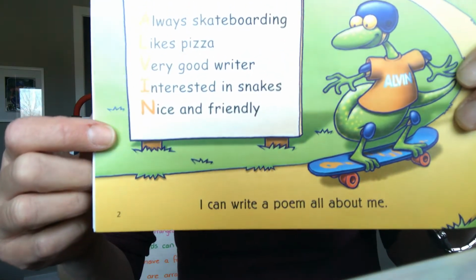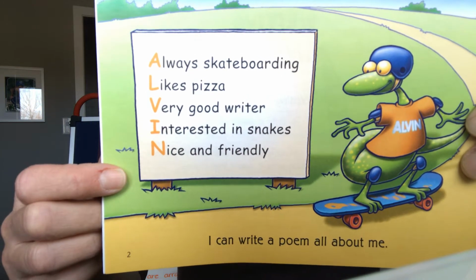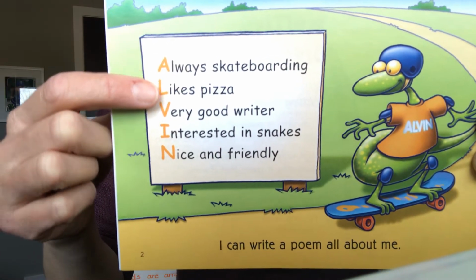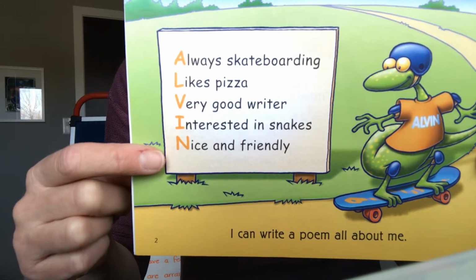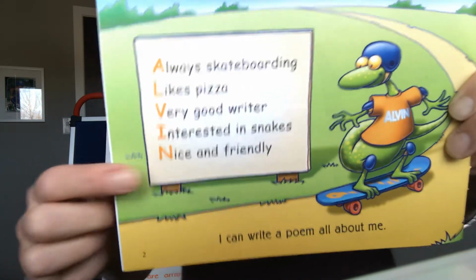It says, I can write a poem all about me. So today you might want to try writing a poem just like Alvin, where you write your name going down in a row and then make the words in your poem start with those letters to tell about yourself.